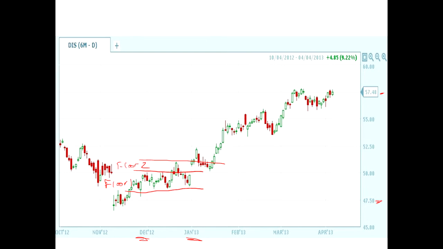Now it only stays at floor 2 for a short amount of time. Okay, it breaks through support and then it goes right up. Okay, it breaks out again. Okay, as you can see, it starts another floor. Now you can see it hits support and then it hits support again and it breaks out again. Okay, so this is floor 3.